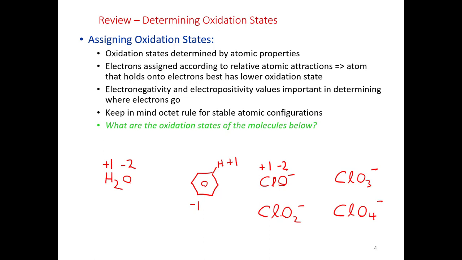Similarly, for chlorite, the two oxygens would be -2. So in order to balance the overall charge on the polyatomic anion, the chlorine must be +3. And similarly, you can assign chlorate as +5 for the chlorine, and then +7 in perchlorate. We will go over common oxidation states in the main group chemistry portion of this course.